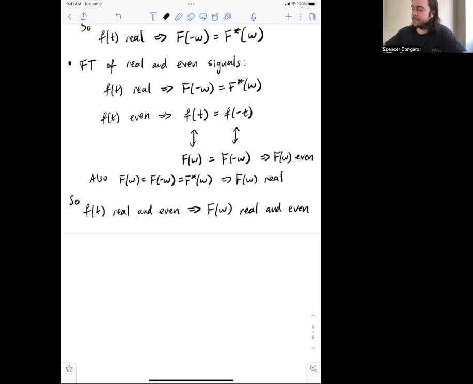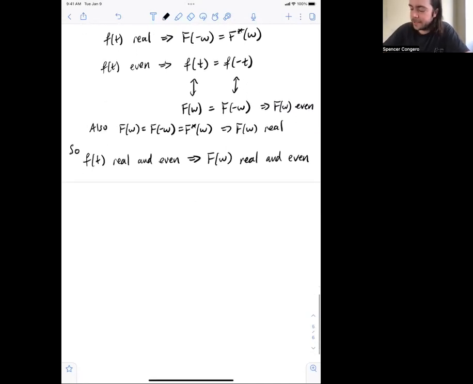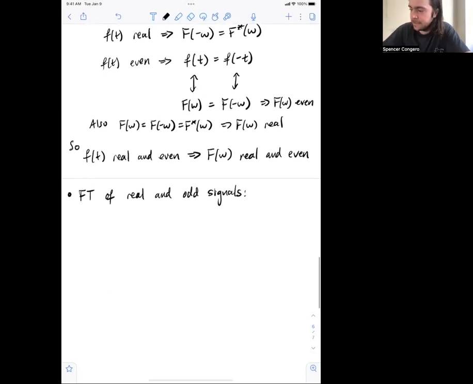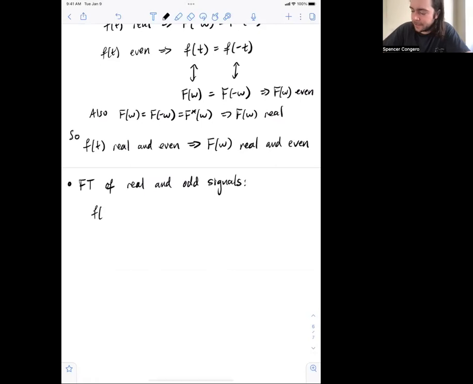All right. Only a couple more here. So what happens when we look at the Fourier transform of real and odd signals, you might be asking. Okay, well, I'll let you think about this. It's almost the exact same as we just saw. F of t is real and odd. It turns out that means that f of omega is purely imaginary.